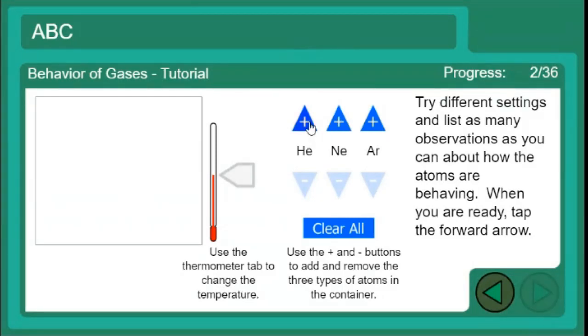Okay, I will add hydrogen, hydrogen, hydrogen, hydrogen. So this is the number of hydrogen. There are 5 helium. Okay, try different settings and list as many observations as you can about how the atoms behave. So first I try with one type of gas. When I decrease the temperature, what happened? How about the kinetic energy of helium? Decrease, okay? Move slower.